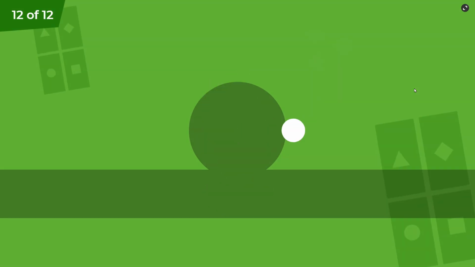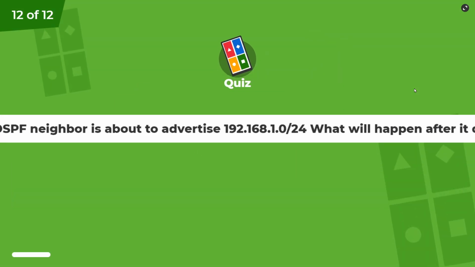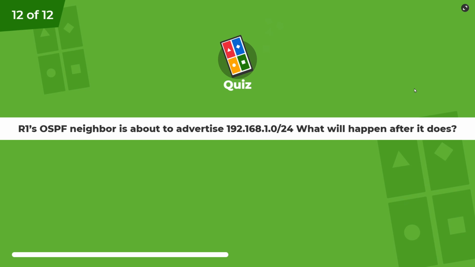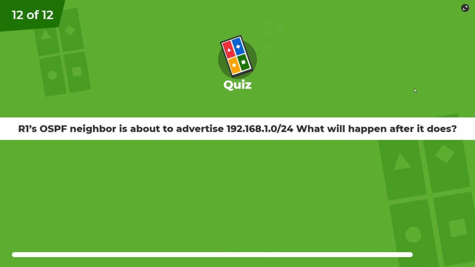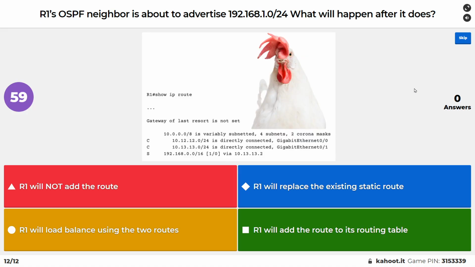This is our last question. No pressure. But this is for all the marbles. Double points. R1's OSPF neighbor is about to advertise this network. What happens after it does? I'm also implying here that we do have a neighborship between R1 and its neighbor that's working for OSPF.